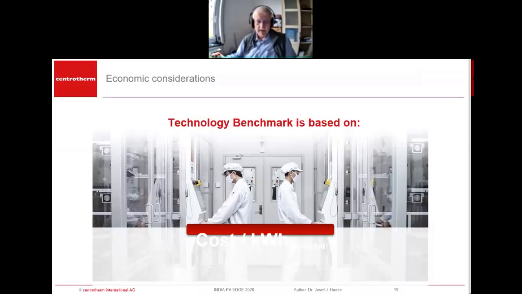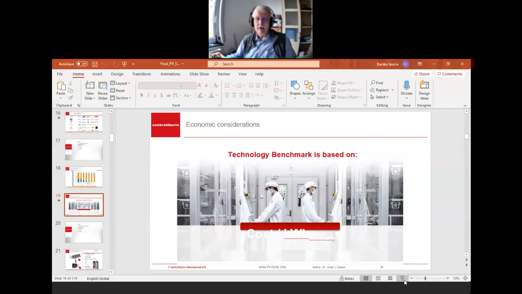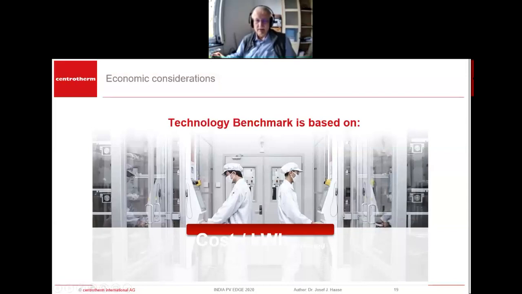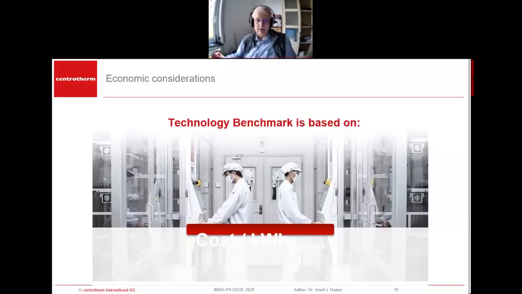The most important thing is that the market is driven by cost per kilowatt hour. We have to do everything to bring this number down. And this means especially because more and more solar products are sold.